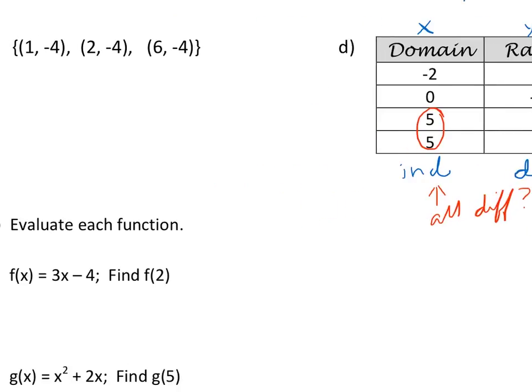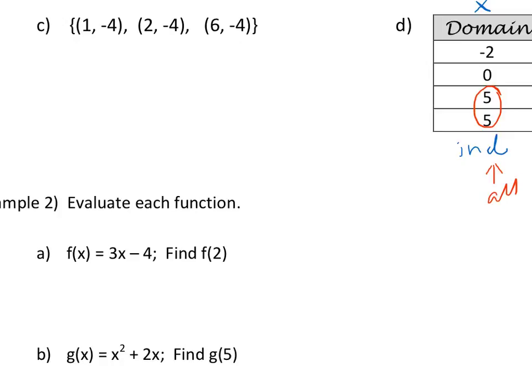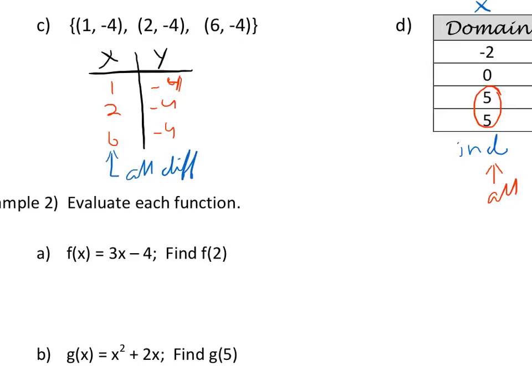Now, having said that, if we see a list of coordinates, it is recommended that we make a table, just like we did in the last question. So if we look at this, we have the coordinates 1, -4, 2, -4, and 6, -4. Alright, so if it's a table, the x's must all be different. In this case they are. So is it a function? Yes.